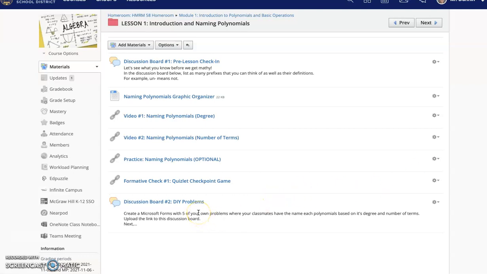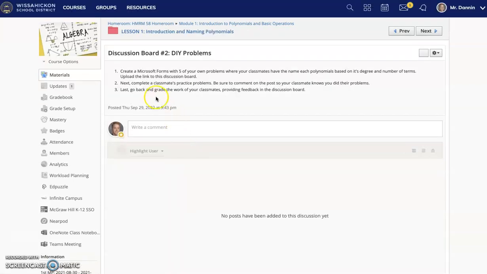At the end of this specific lesson, there is a discussion board where students will be creating 5 of their own problems, and they will be responding to others. Again, the guidelines are strictly formatted. They will complete their partner's practice problems and comment on the post so the classmate knows they did their problems, and they will go back and grade the work of their classmates.